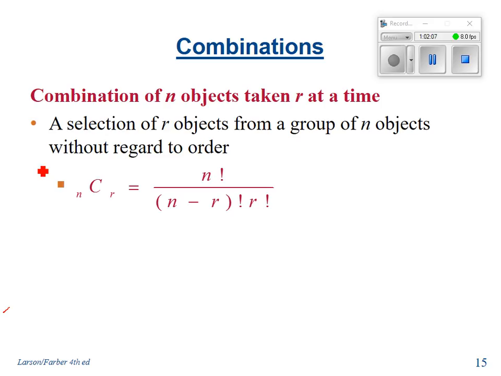So instead of permutations, because for permutations, for picking those 3 books, what order they were in made a difference. That was a different permutation. For combinations, it makes no difference. And that's what we're getting rid of. Notice that you have this extra part right there. So you're dividing by r factorial to get rid of those extra ways that you could take it.